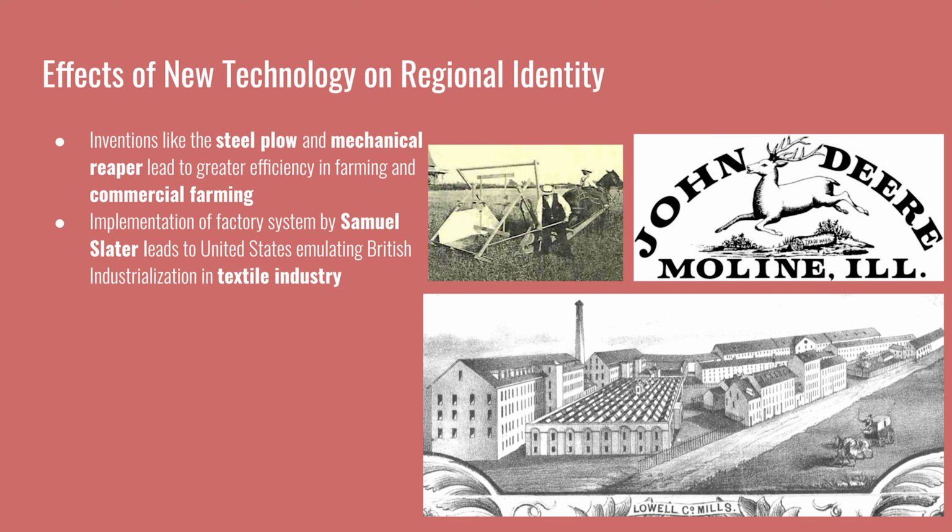The implementation of the factory system, brought over from England by Samuel Slater, leads to the United States emulating the British industrialization in the textile industry. The picture of the Lowell Mills in Lowell, Massachusetts exemplifies the factory system that used women as labor. They had to live in the factory complex and abide by the factory rules on how to behave.